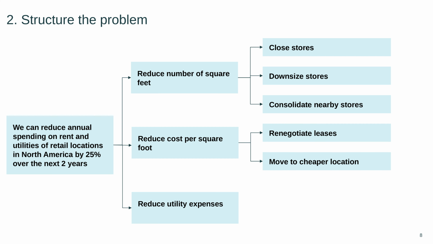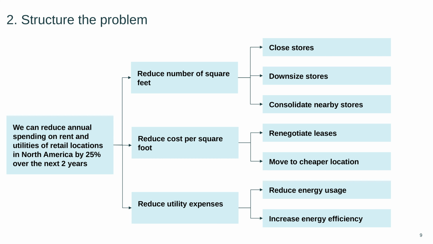To reduce cost per square foot, we can renegotiate leases or move to cheaper locations. To reduce utility expenses, we could use less electricity or become more energy efficient. The tree is built in this layered way, with each group of hypotheses being a double click on an earlier hypothesis.